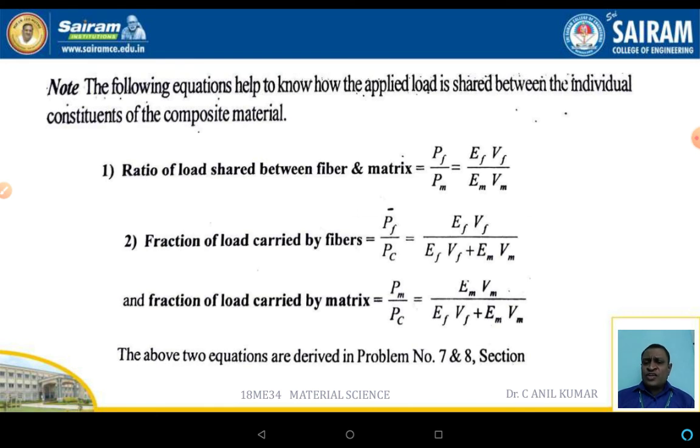Now the following equations are also applicable for the composite material, as we know that the load is shared between the fiber as well as the matrix. P_F by P_M is equal to E_F V_F by E_M V_M. The fraction of load carried by the fiber, P_F by P_C, is equal to E_F V_F by (E_F V_F plus E_M V_M). In the same way, the fraction of load carried by the matrix, P_M by P_C, is equal to E_M V_M by (E_F V_F plus E_M V_M).